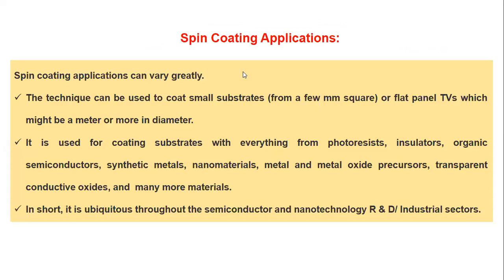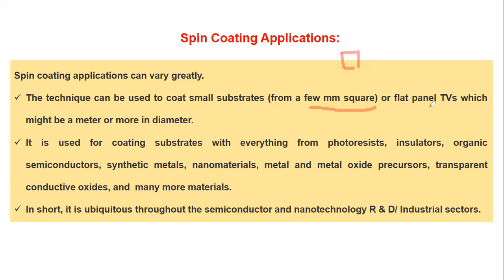So what are the applications of spin coating? What are the main applications of the spin coating system? Number one, the technique can be used to coat small substrates. It means we can use a very small substrate, 0.5 centimeter by 0.5 centimeter, or 5 mm by 5 mm. The technique can be used to coat small substrates of a few mm square.